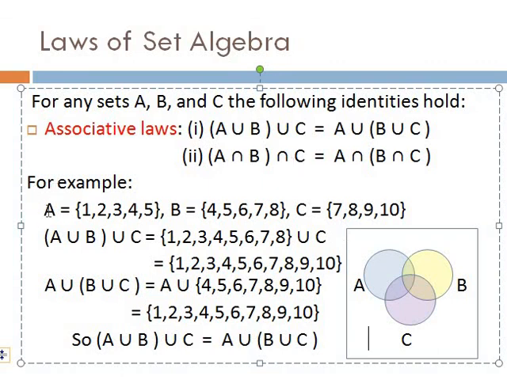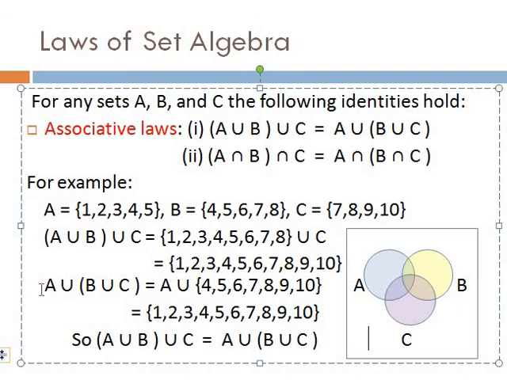You can take an example where A is 1 to 5, B is 4 to 8 and C is 7 to 10. First find the first bracket part, that is A union B. A union B is 1 to 5 together with 4 to 8, so A union B is 1 to 8. And union with C gives the set having elements 1 to 10.